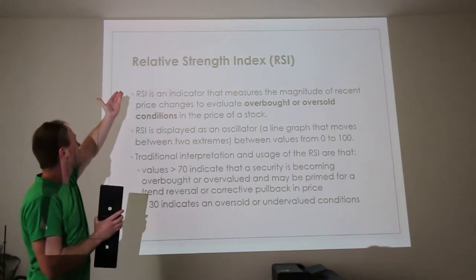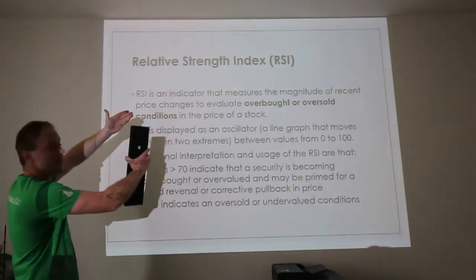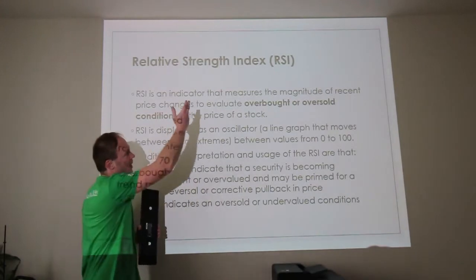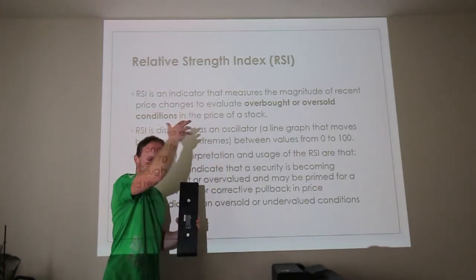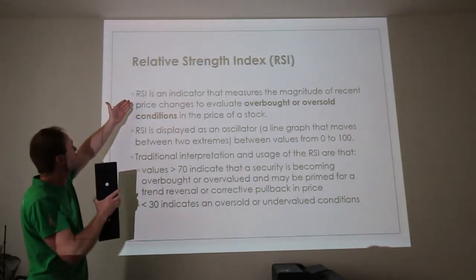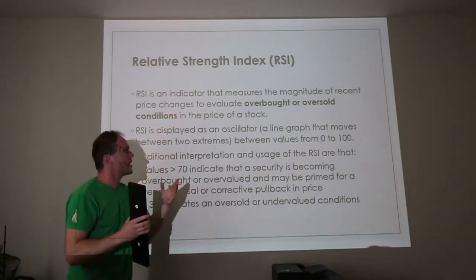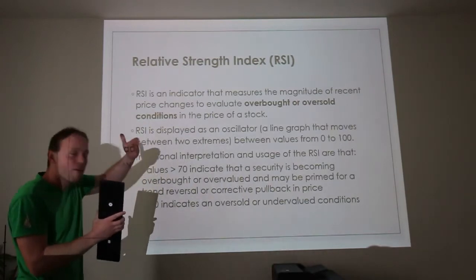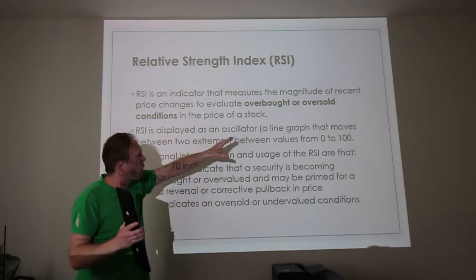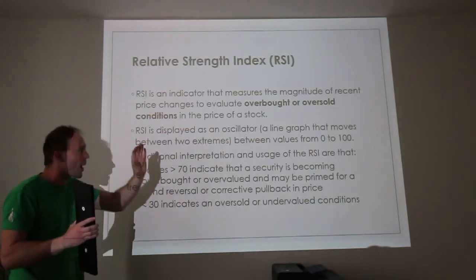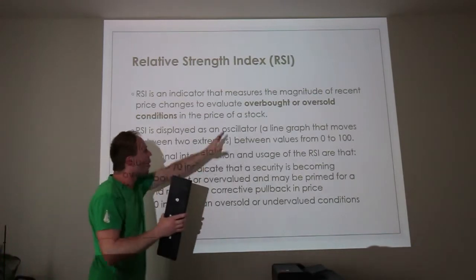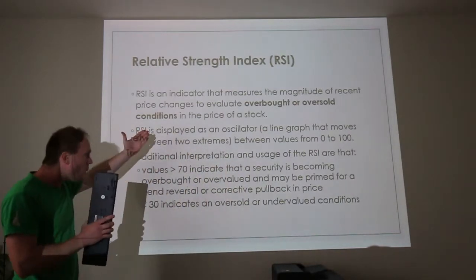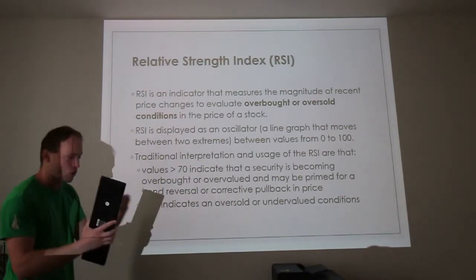So the first important topic is the relative strength index, which is denoted by the shortcut RSI. This relative strength index is an indicator that measures the magnitude of recent price changes to evaluate overbought or oversold conditions in the price of a stock. So very important: overbought or oversold. Two important issues, overbought and oversold conditions in the price of a stock.